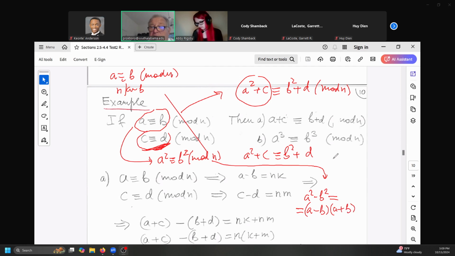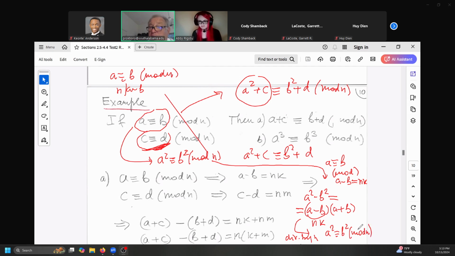And what do we know? We know a is congruent to b modulo n. So this means a minus b is divisible by n, it's n times k. So this means a squared minus b squared is divisible by n. If it's divisible by n, by the definition, a squared is congruent to b squared modulo n.